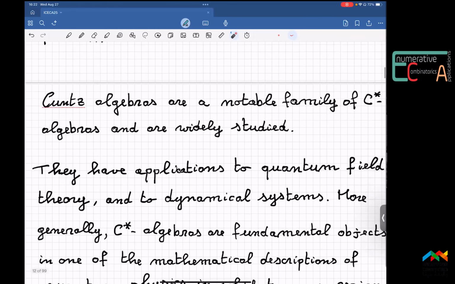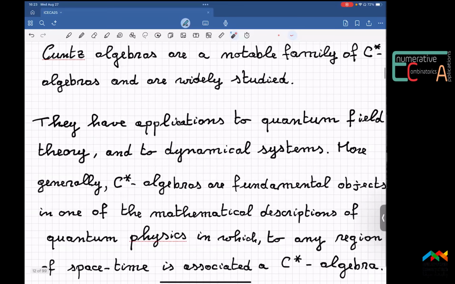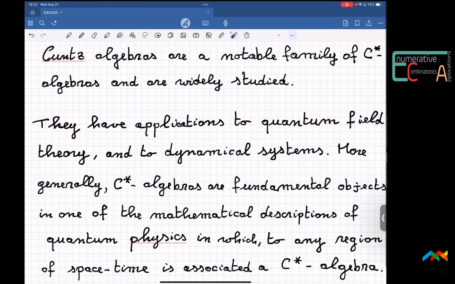So Cuntz algebras are a notable family of C-star algebras. They are widely studied. About 10 days ago, I checked on MathSciNet, and there were 435 papers containing the word Cuntz in the title, and 380 containing the word Kastler-Longo in the title. So they are widely studied. They have applications to quantum field theory and to dynamical systems. And more generally, C-star algebras are fundamental objects in one of the mathematical descriptions of quantum physics, in which to any region of space-time is associated a C-star algebra.